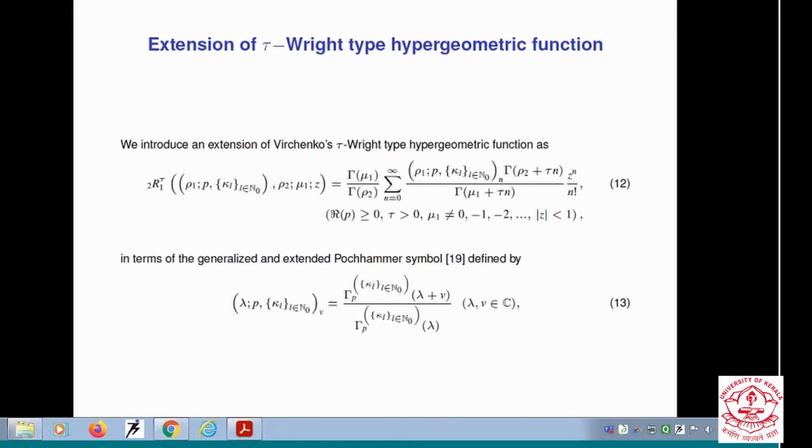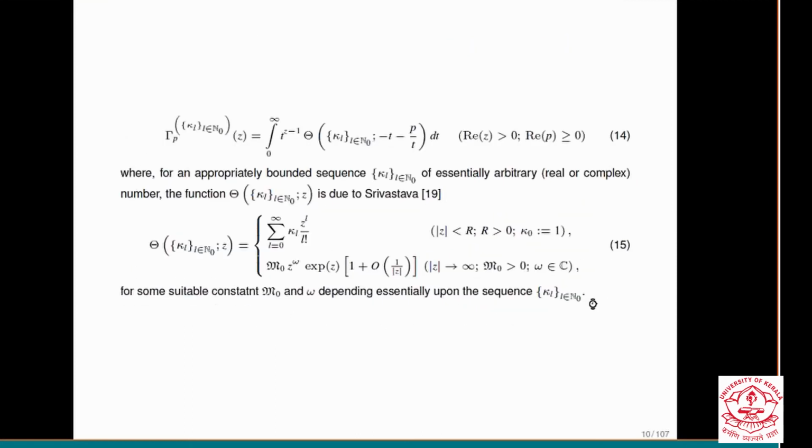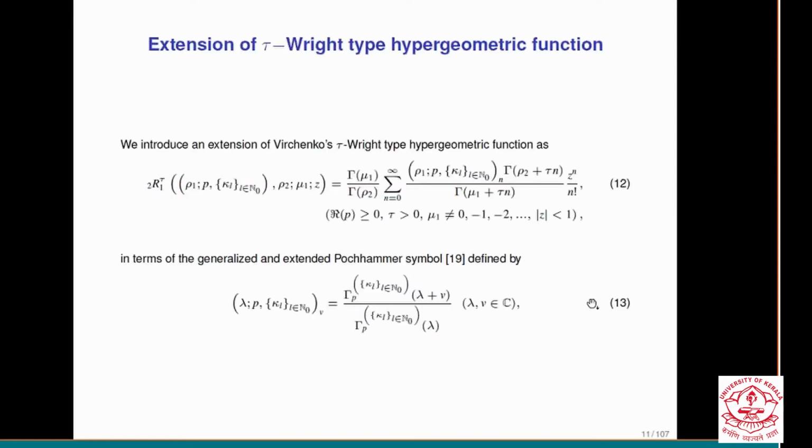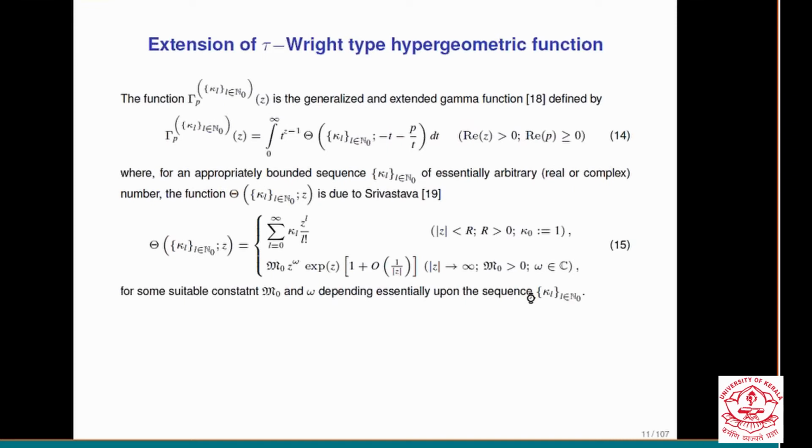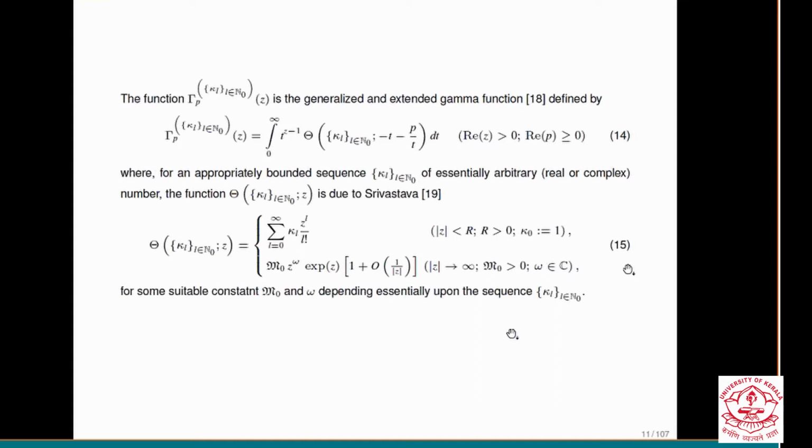This is equation number 30. Next, the function is this function. This is an extended gamma function, and this has been defined as equation number 14, appropriate to the bounded sequences. This is the bounded sequence of essentially arbitrary real or complex numbers. This function is due to Srivastava, and it is mentioned as equation number 15.